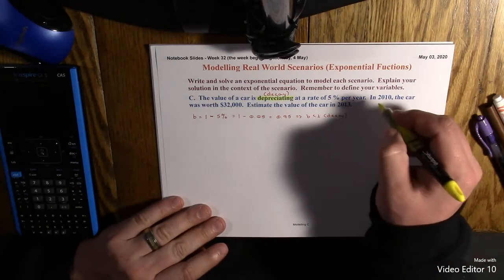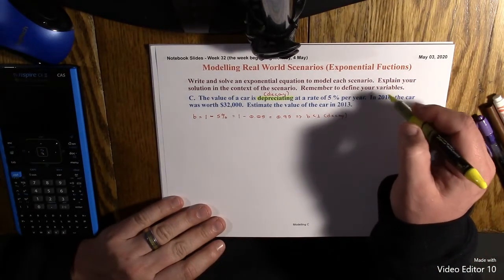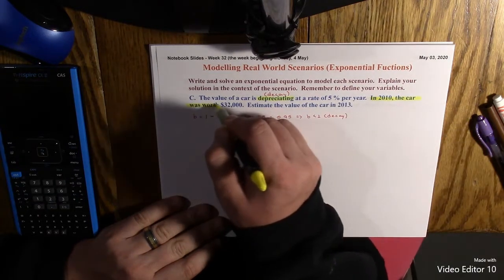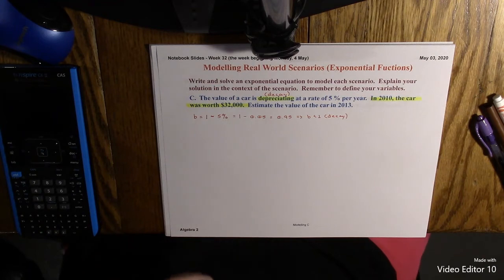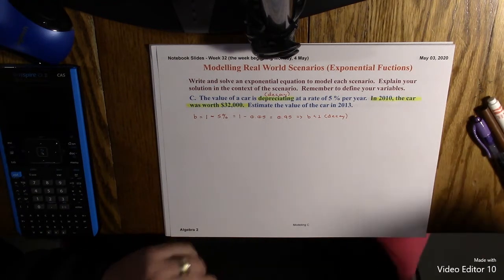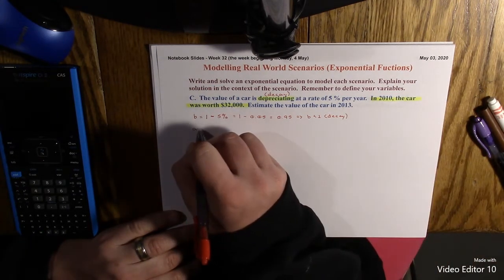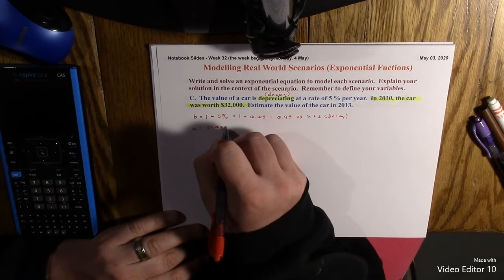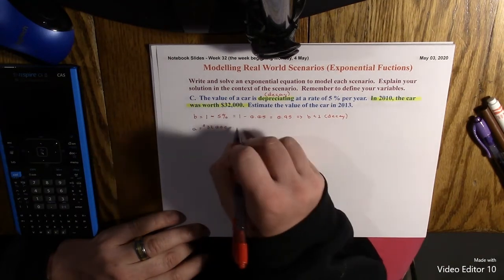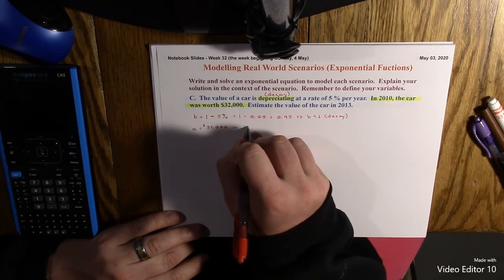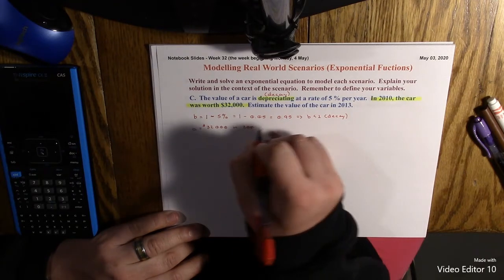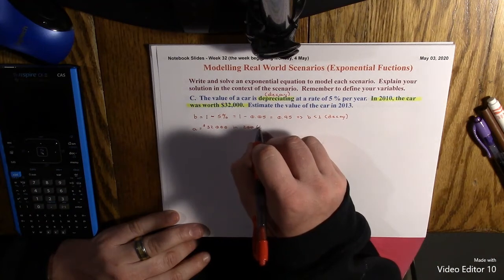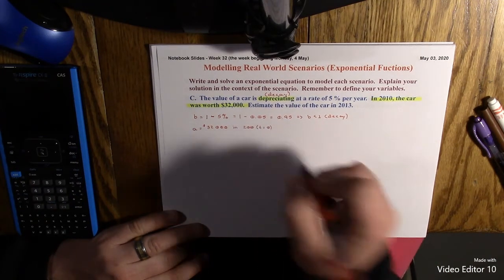We know that when the car was brand new, or in 2010, the car was worth $32,000. That's our initial condition. That's what we know first. So our A is going to be $32,000 in 2010, which will be our time equals 0. That'll be our initial time.